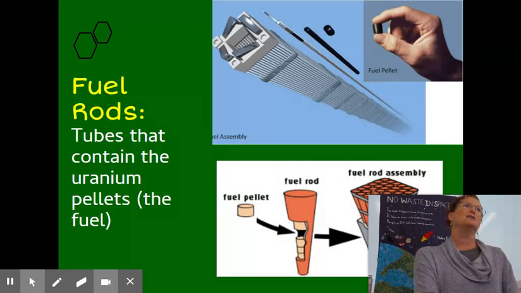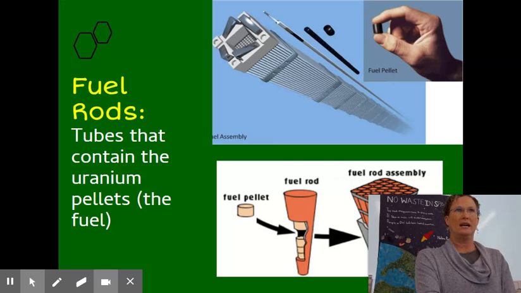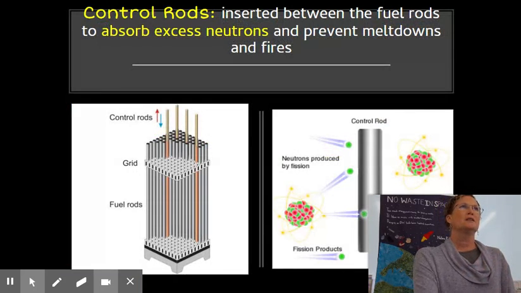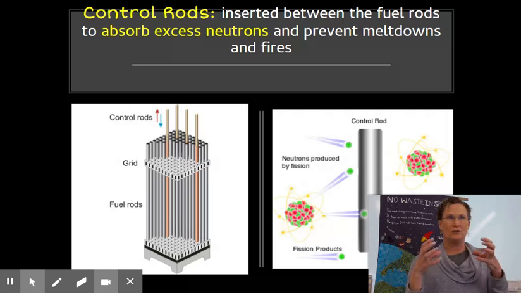So the fuel rods are the tubes that contain the uranium pellets. Those are the fuel. So the fuel in this case is uranium-235, okay? So they're put together in a fuel rod and a fuel rod assembly, and that's what we call the fuel rods. So the control rods are inserted between the fuel rods and they absorb the excess neutrons. So this is what's going to keep it under control.